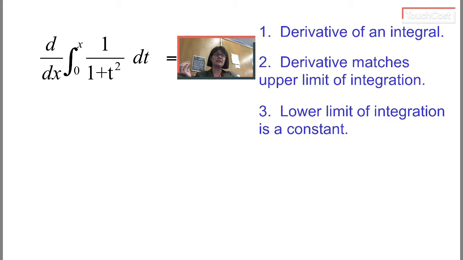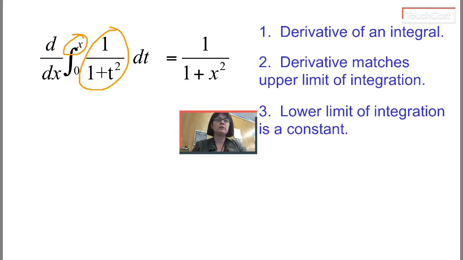I know the derivative is going to undo the integral and give me back my integrand, but with the variable changed to whatever that variable is. So 1 over 1 plus x squared.